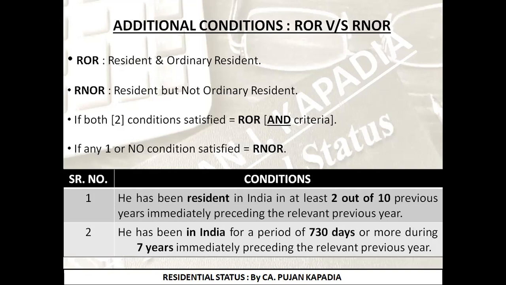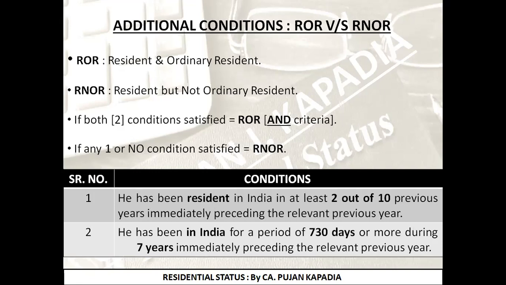Now in these 10 years, for at least 2 years, that person should be resident. Now, what is the meaning of resident? It means that by the basic conditions that we have studied in the earlier slide, he should be resident for a particular previous year. I hope you are getting me.